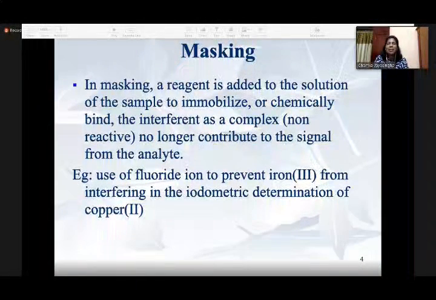In masking, a reagent is added to the solution of a sample to immobilize or chemically bind the interferent as a complex. The reagent we are going to use is not a reactive substance, and the complex we make with the interferent is also not reactive. So we make a non-reactive complex. If we made a reactive complex, it would cause more disturbance. Therefore, we prepare the interferent as a non-reactive complex that no longer contributes to the signal from the analyte.